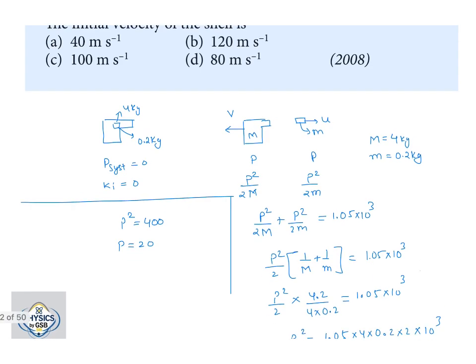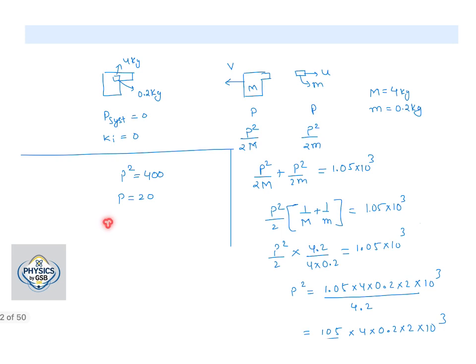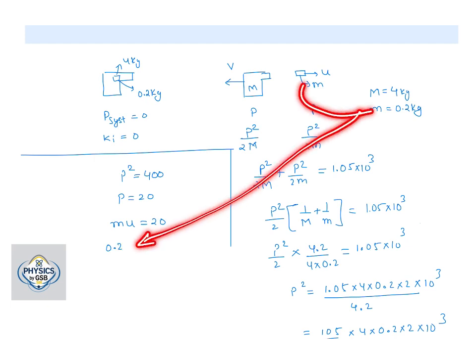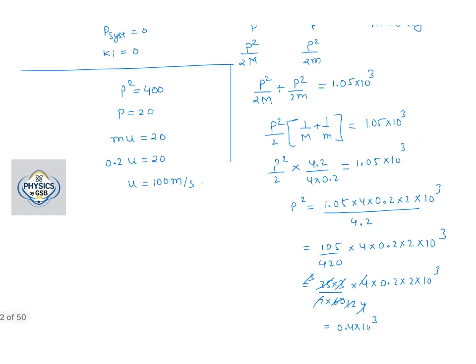Now I have to find the momentum of this shell, which is nothing but m into u. So m into u is 20. m, that is the mass of this shell, has been given to be 0.2. m into u will be equal to 20, which implies u will be equal to 100 meter per second.